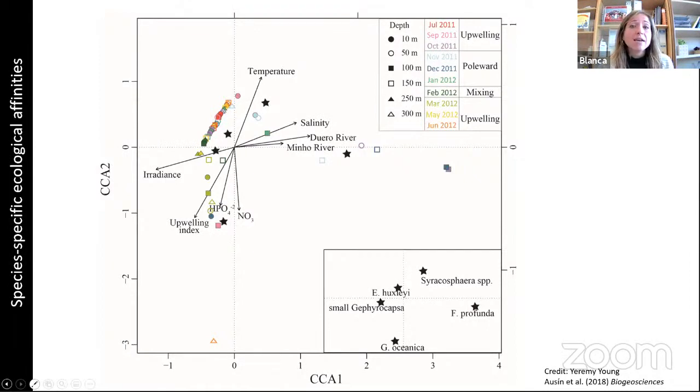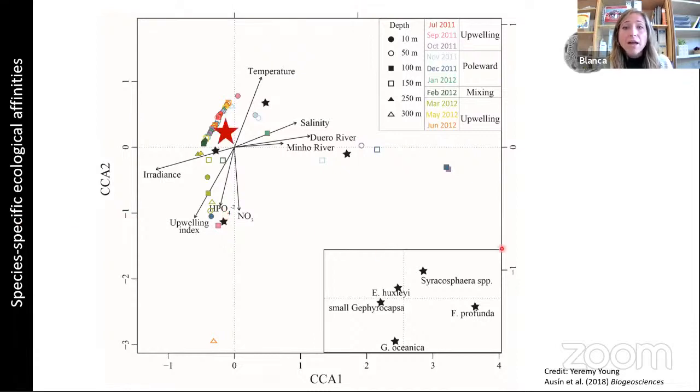On this CCA, environmental variables are represented by arrows. The larger the arrow, the larger the environmental gradient. And then the relationship of each species with the environmental conditions is shown by its relative position in the CCA. The species are marked by black stars.